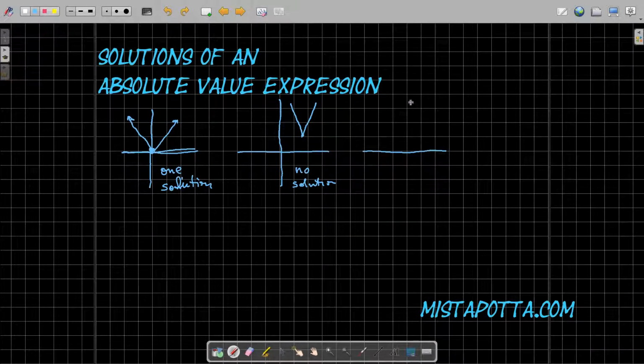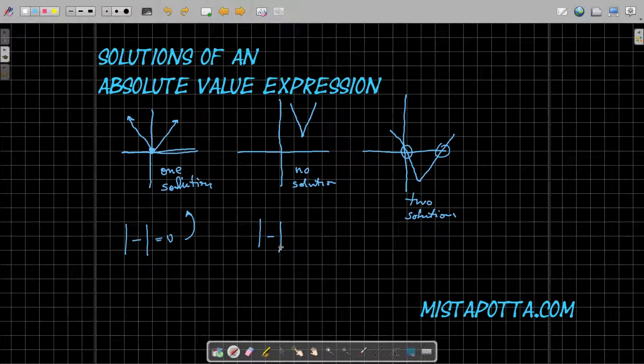Similarly, if I were to take this absolute value graph and move it down, I could end up with 2 solutions, here and here. So just realize that when we have an absolute value expression and we're trying to find solutions to an absolute value expression, we're going to have a situation where we could have 1 solution or no solutions or 2 solutions. When we're talking about solutions, I can have a situation where the absolute value equals 0, which is going to give us the 1 solution scenario.